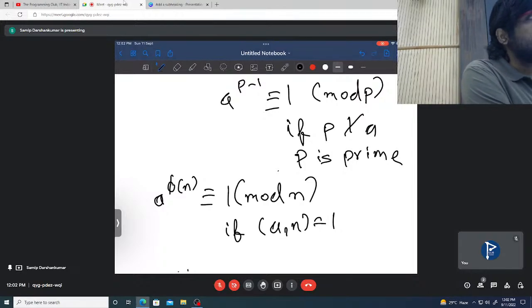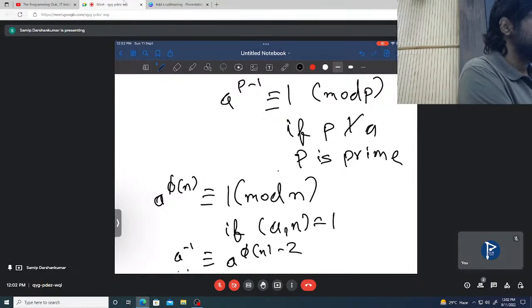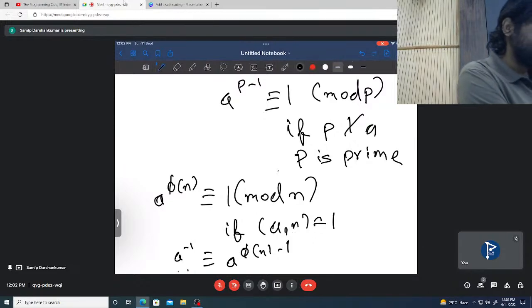And modular inverses can also be calculated with the help of this. We can write A inverse is equivalent to A power phi n minus 2. Oh sorry, phi n minus 1, my bad. And we can verify that if n is prime, this just gives Fermat's little theorem, because phi of prime is prime minus 1. So I guess no doubts in this.